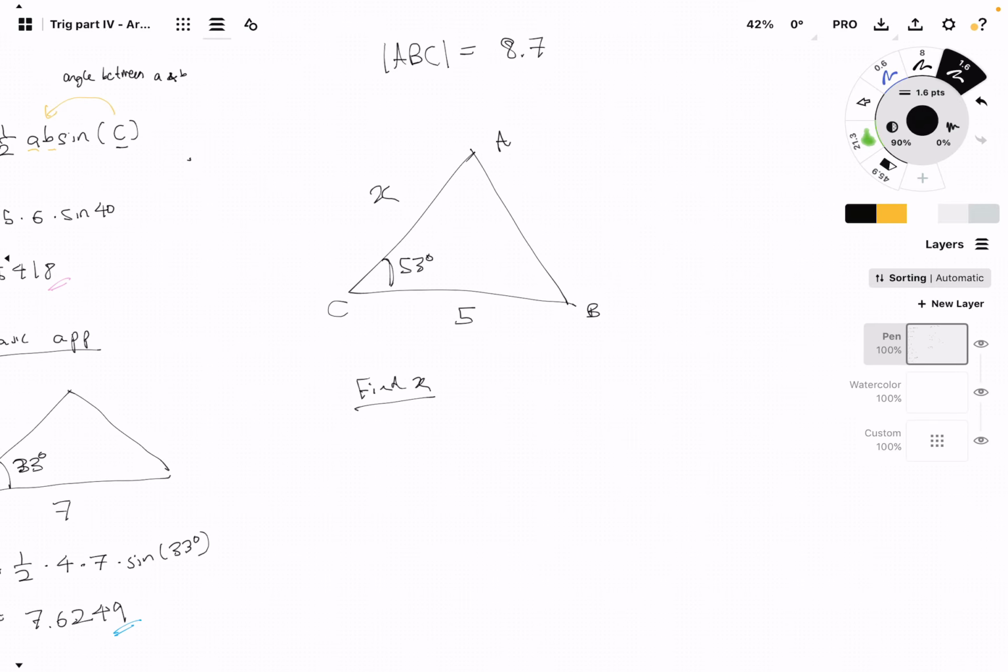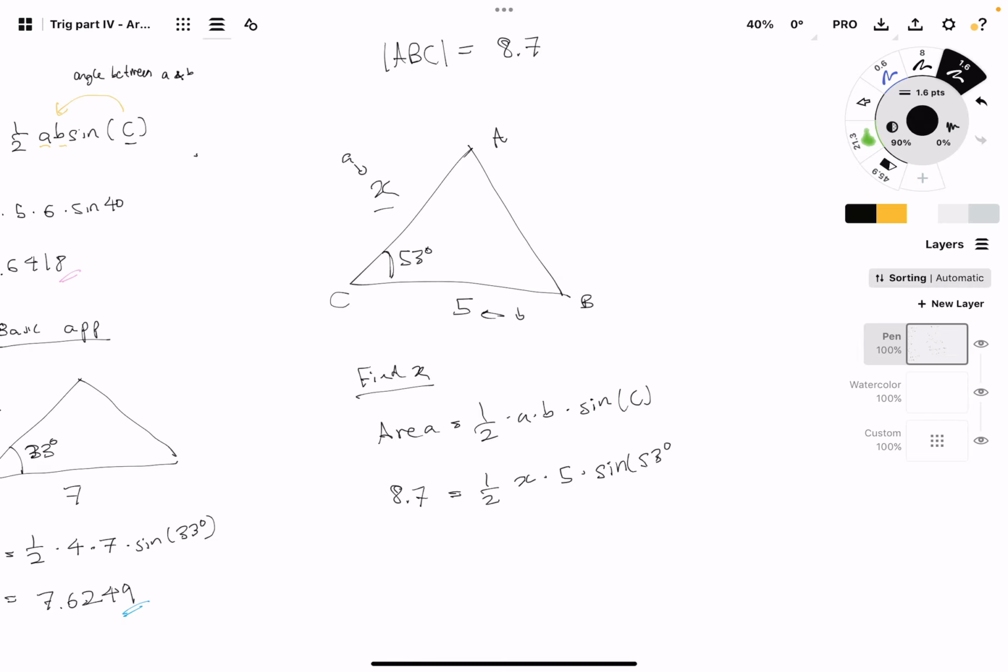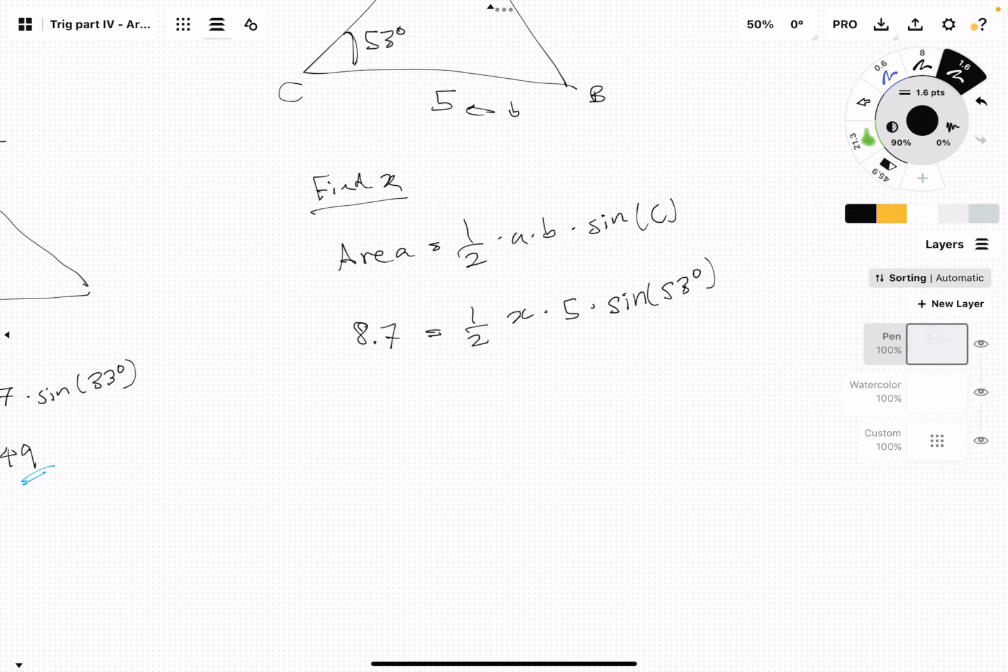Well, it's quite simple. Just do the formula, which says area equals half a times b times sine of c. The area is 8.7, so 8.7 equals half. Let's call a x, so let this be a and this be b. So it's times x times 5 times sine 53. And you can rearrange for this quite easily.